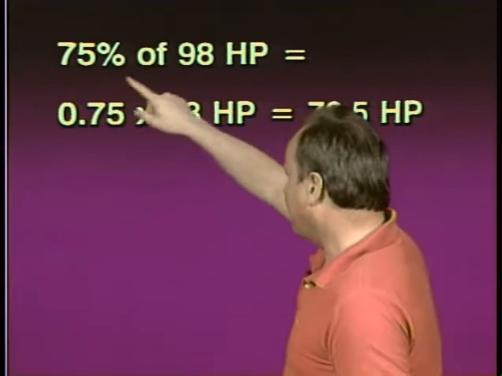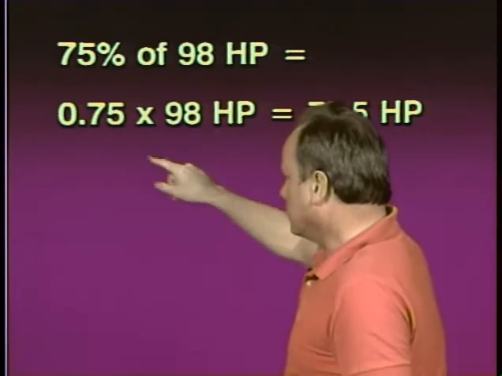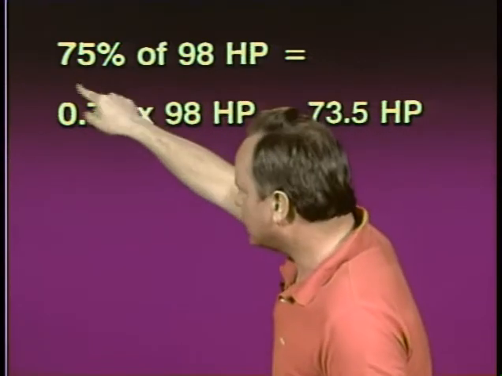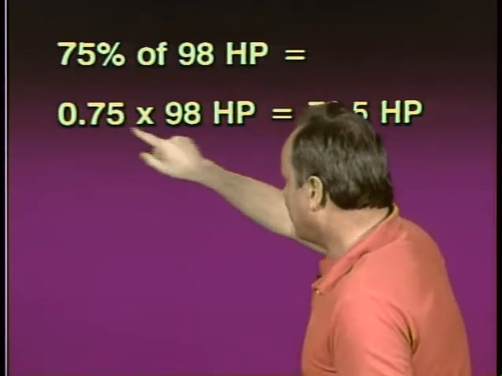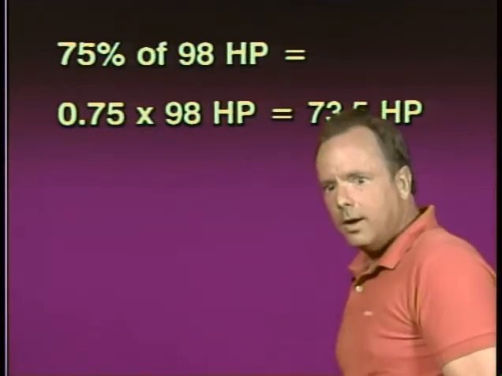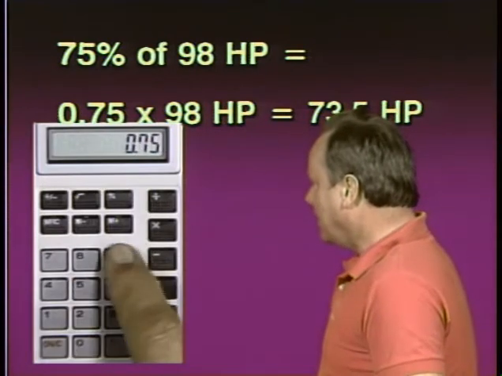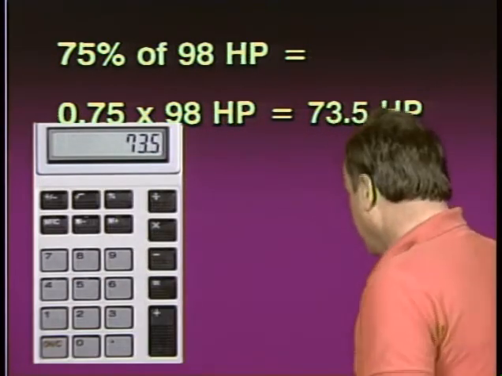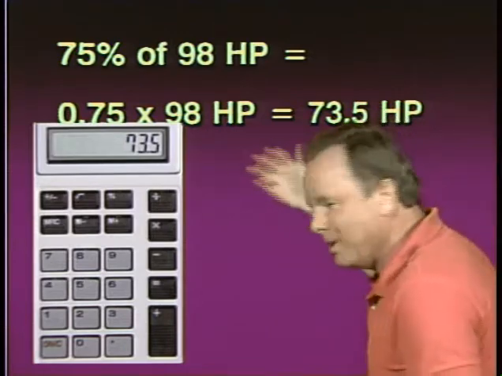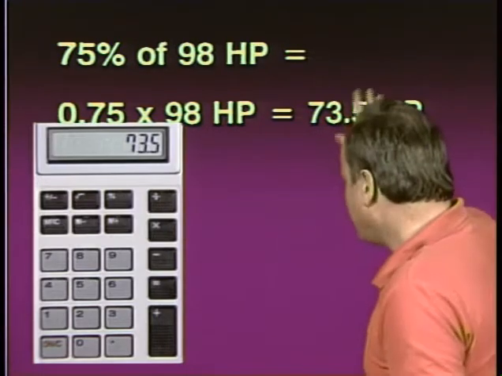All you want to know is 75% of 98 horsepower, so it's 0.75. Move the decimal point 2 places to the left. 0.75 times 98 horsepower, and let's use the electronic calculator. 0.75 times 98. And when you do that, you get 73.5.